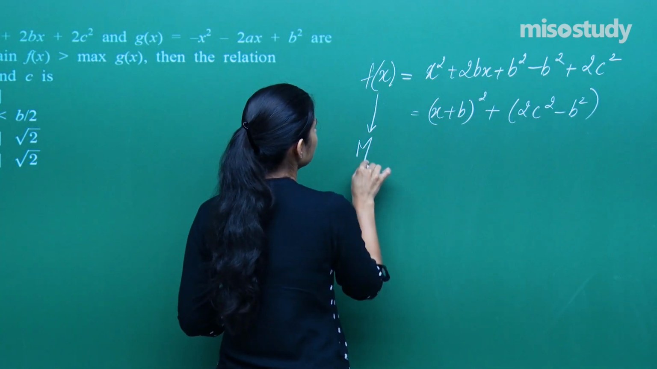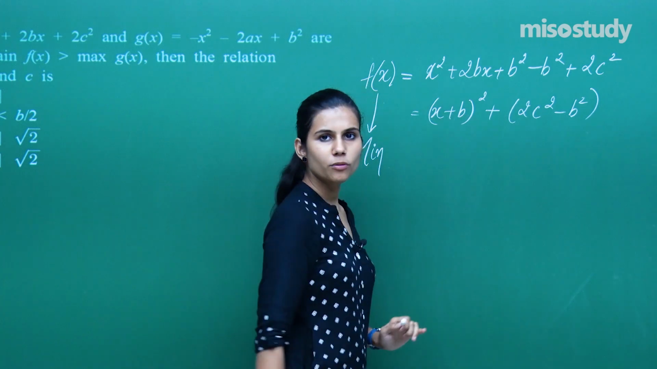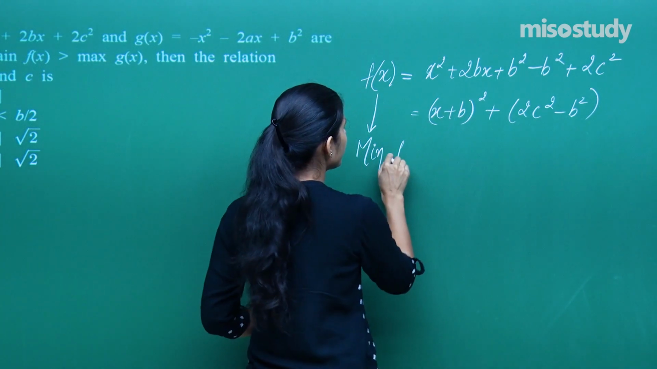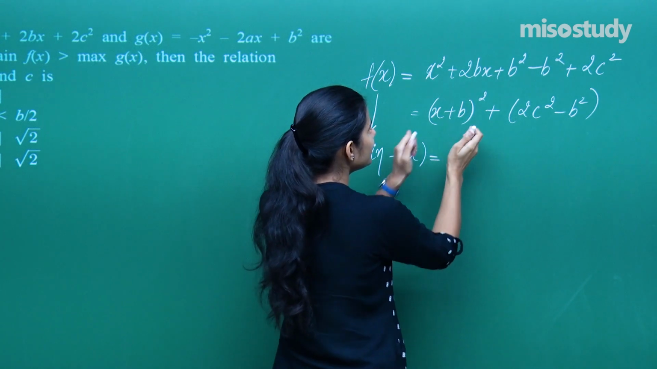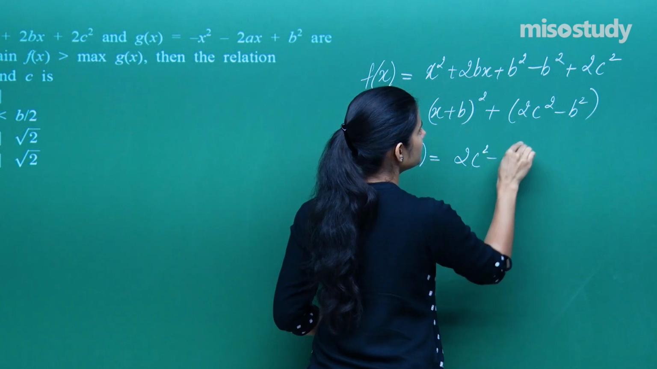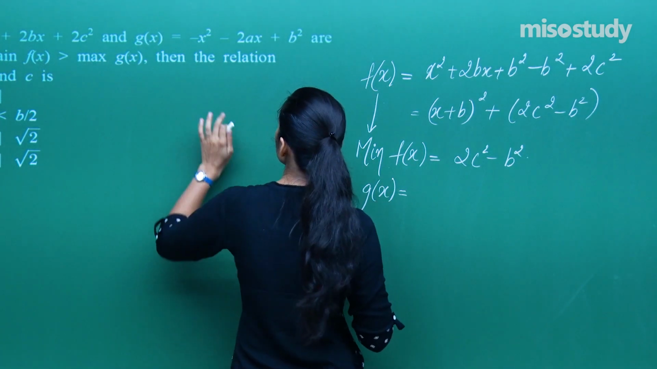F is going to be minimum when this is going to be 0, because this is always non-negative, right? So, the minimum of f(x) will be when this expression is 0. In that case, you get 2c square minus b square. Talking about g(x), it is minus x square.